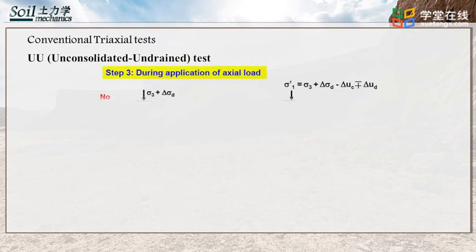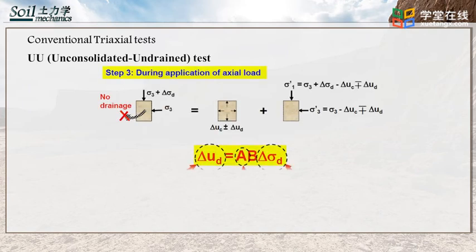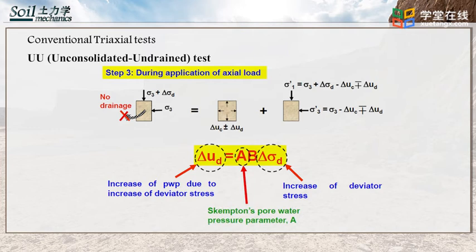In step 3, axial load is applied through the load rod, and the drainage is still closed. Additional excess pore water pressure, denoted by delta U d, is generated. Here, a new parameter A is introduced. The change of excess pore water pressure equals A multiplied by B multiplied by the change of deviatoric stress. The effective stress can be calculated accordingly.